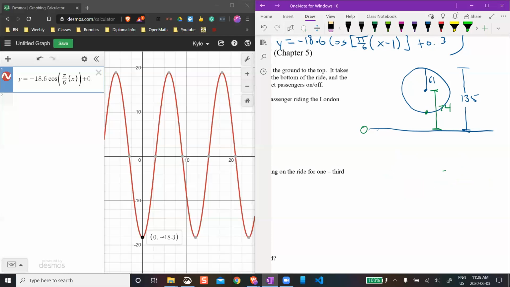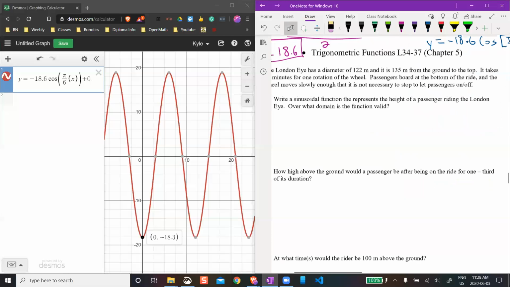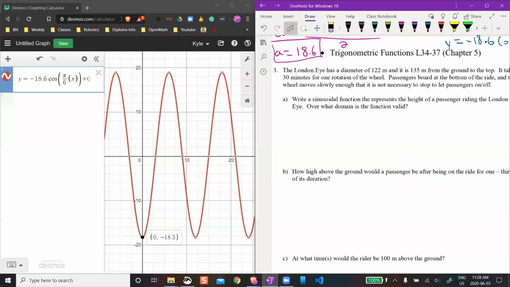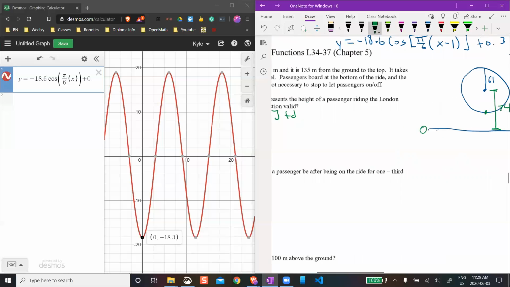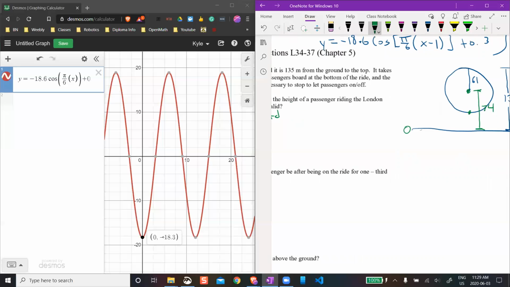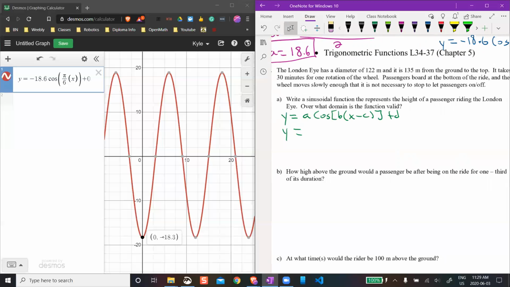So we can start filling those in now. I'll use cos again, we could use sine if we wanted to. So I'll say y is equal to a cosine of b x minus c, plus d. So our a value there was our amplitude, so 61.